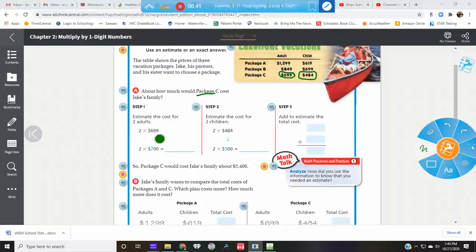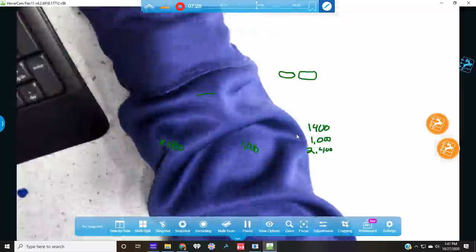So let's estimate $699. That is pretty easy. Pretty close to $700. So we're going to get 1,400. Now, 484 rounds to 500. So that is 1,000. Add the estimates. 1,400 plus 1,000 equals 2,400. Okay, so there's our estimate. Our estimate is 2,400. Okay, so I am going to move back to my screen here.